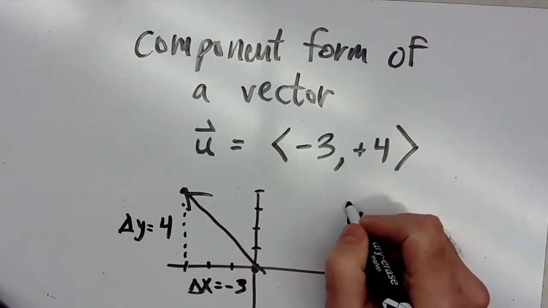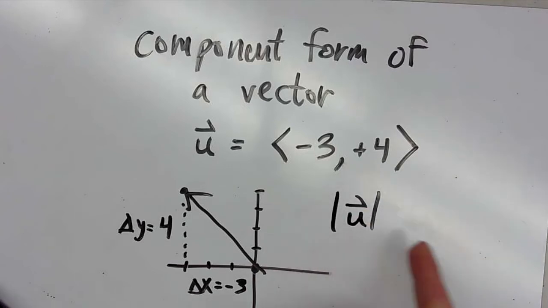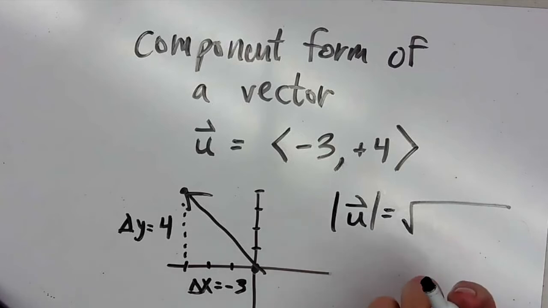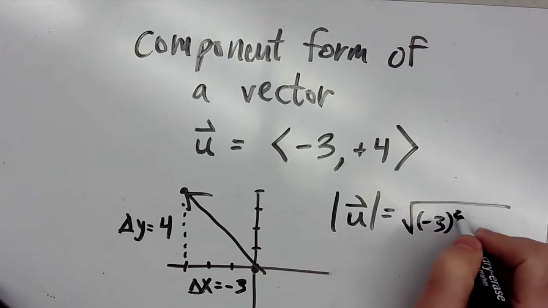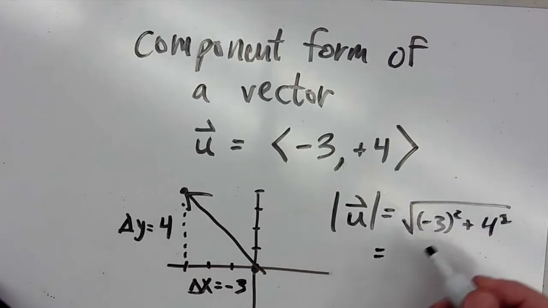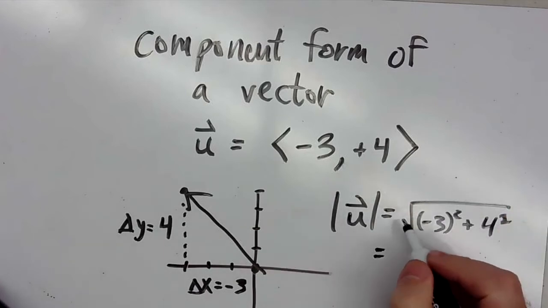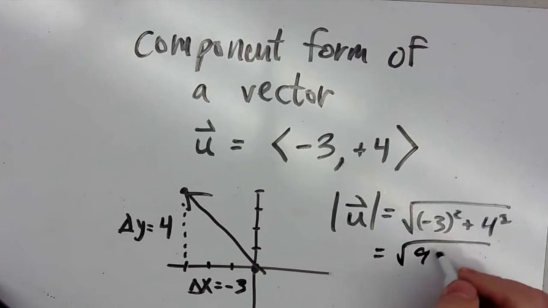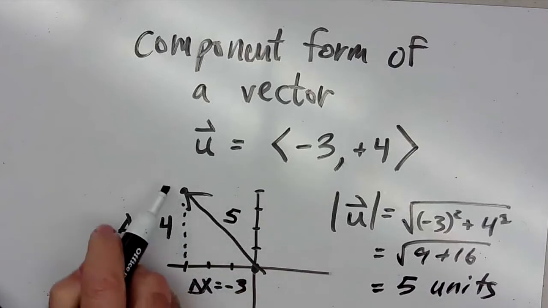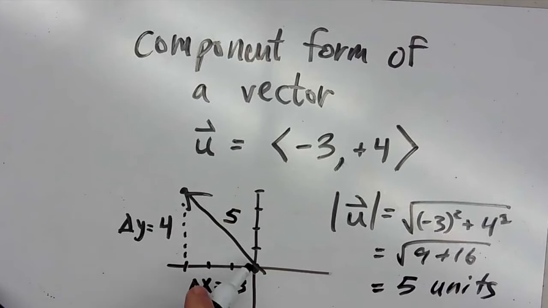So the magnitude of vector u, which we write by putting it in absolute value, would equal, using the distance between points formula or the Pythagorean theorem, delta x squared plus delta y squared. We should recognize this as a 3, 4, 5 triangle, but I'll do the work anyway. So that gives us the square root of 9 plus 16, which is the square root of 25, which is simply 5 units. So this vector has a length of 5 units, the distance between the initial point and the terminal point.